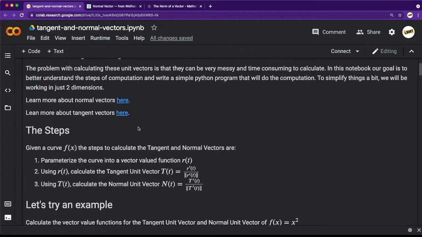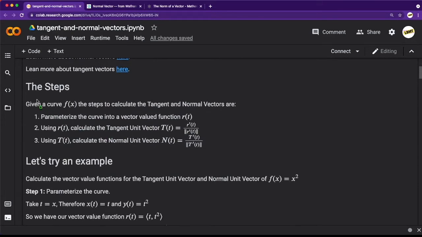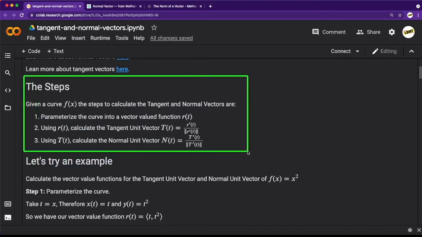Okay, so let's talk about the steps. We've got 3 steps when we're trying to calculate these tangent vectors and normal vectors to a curve. Step 1 is parameterizing the curve. We're assuming that we start with a function like f of x equals x squared.